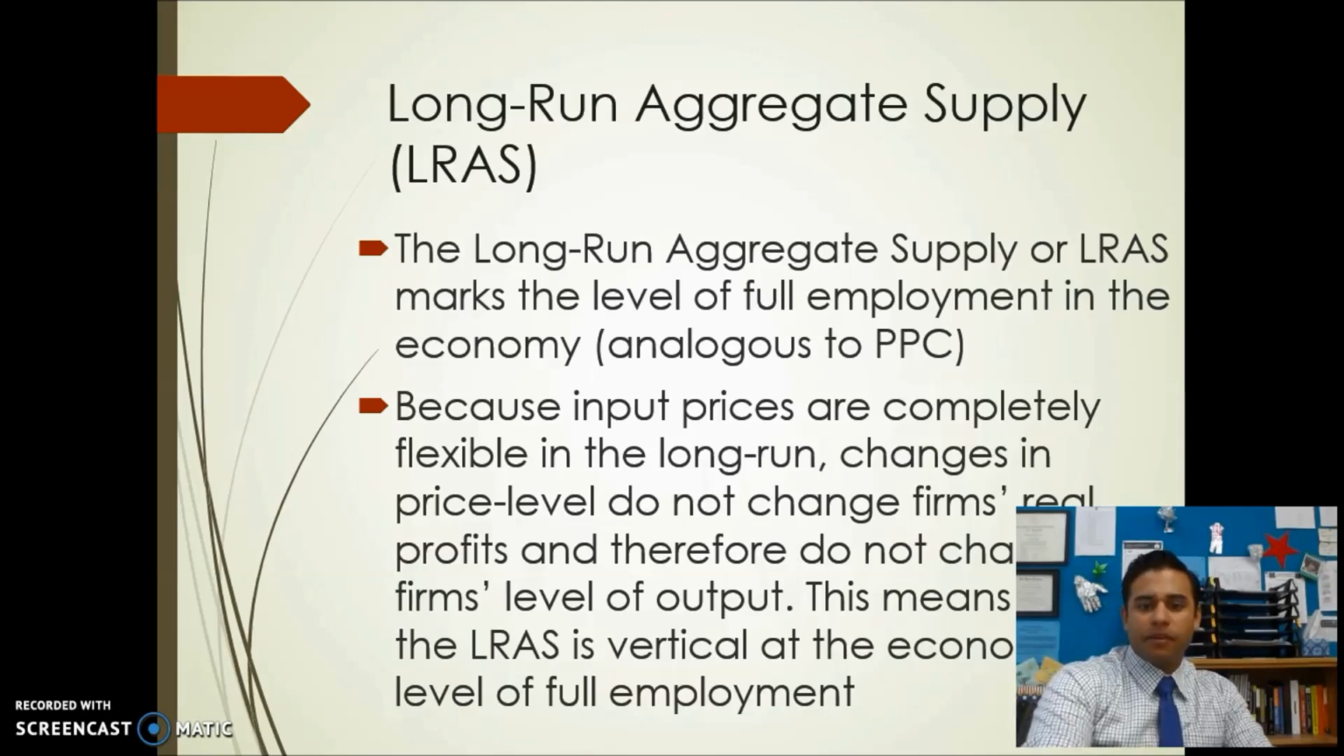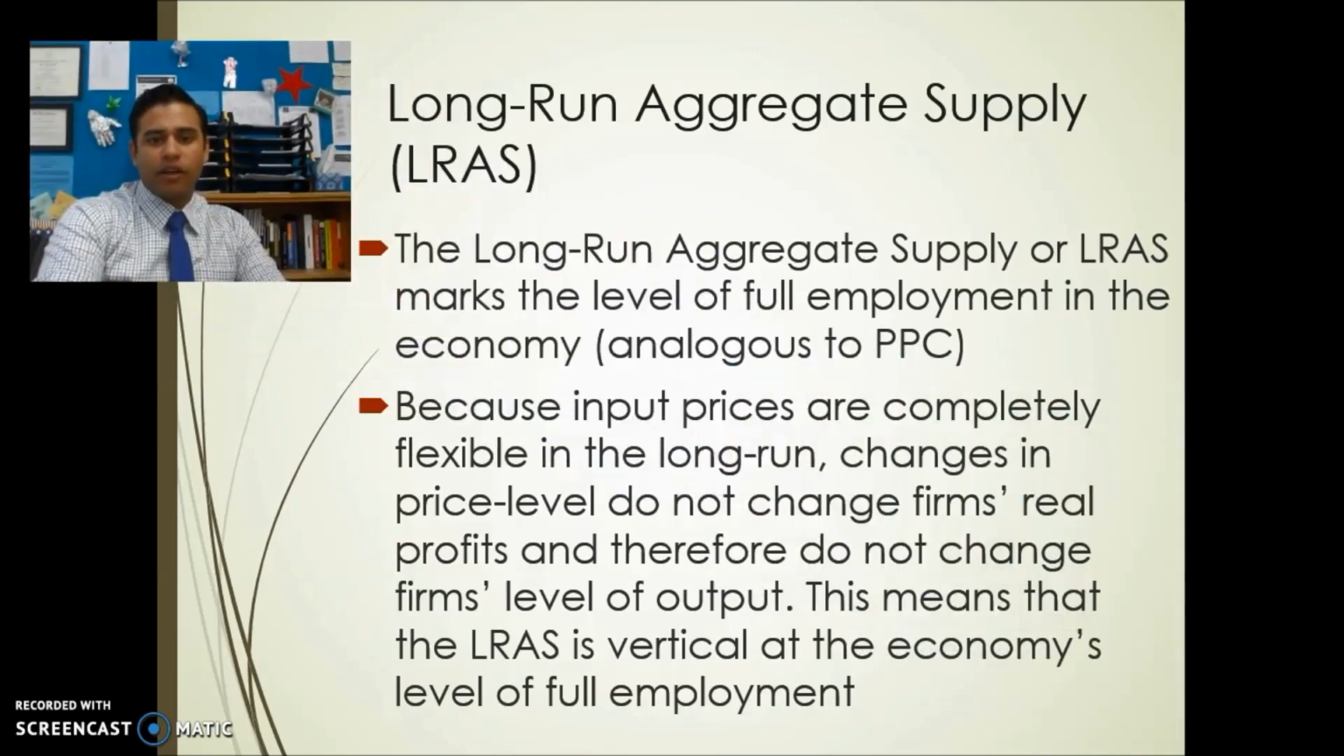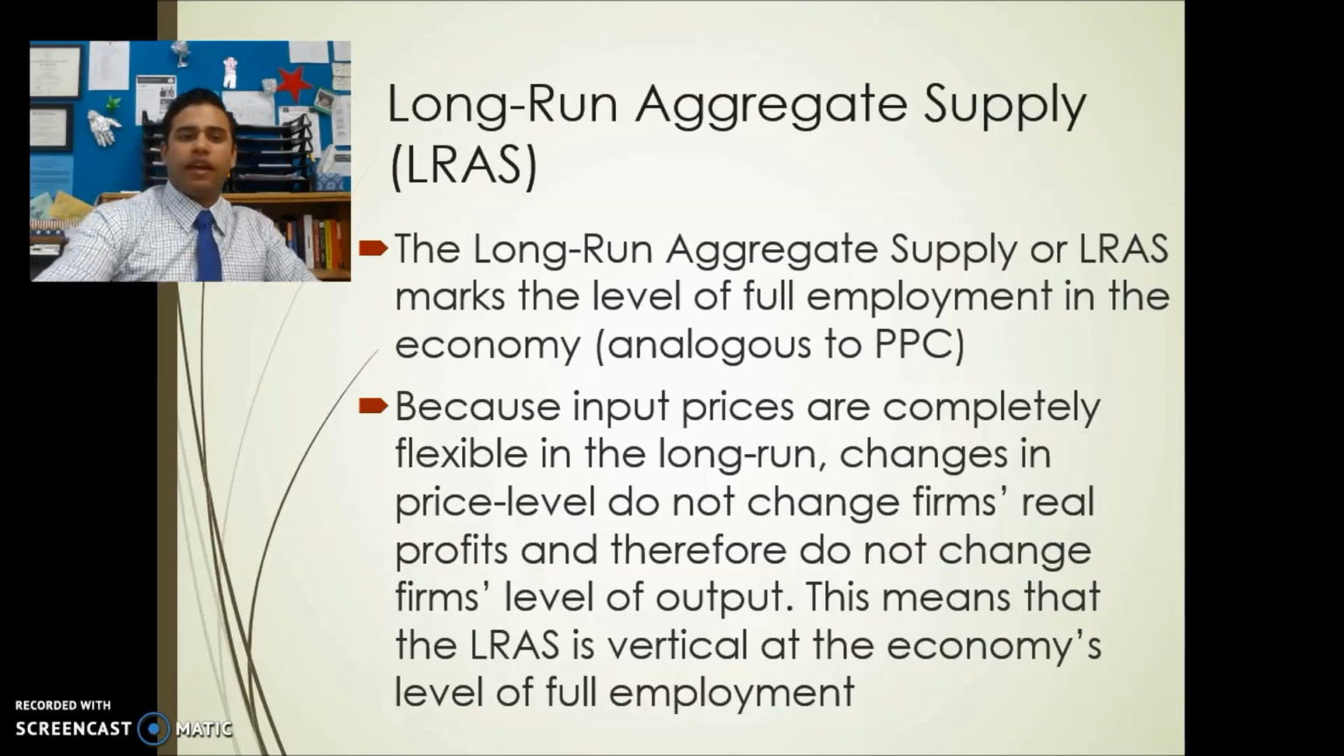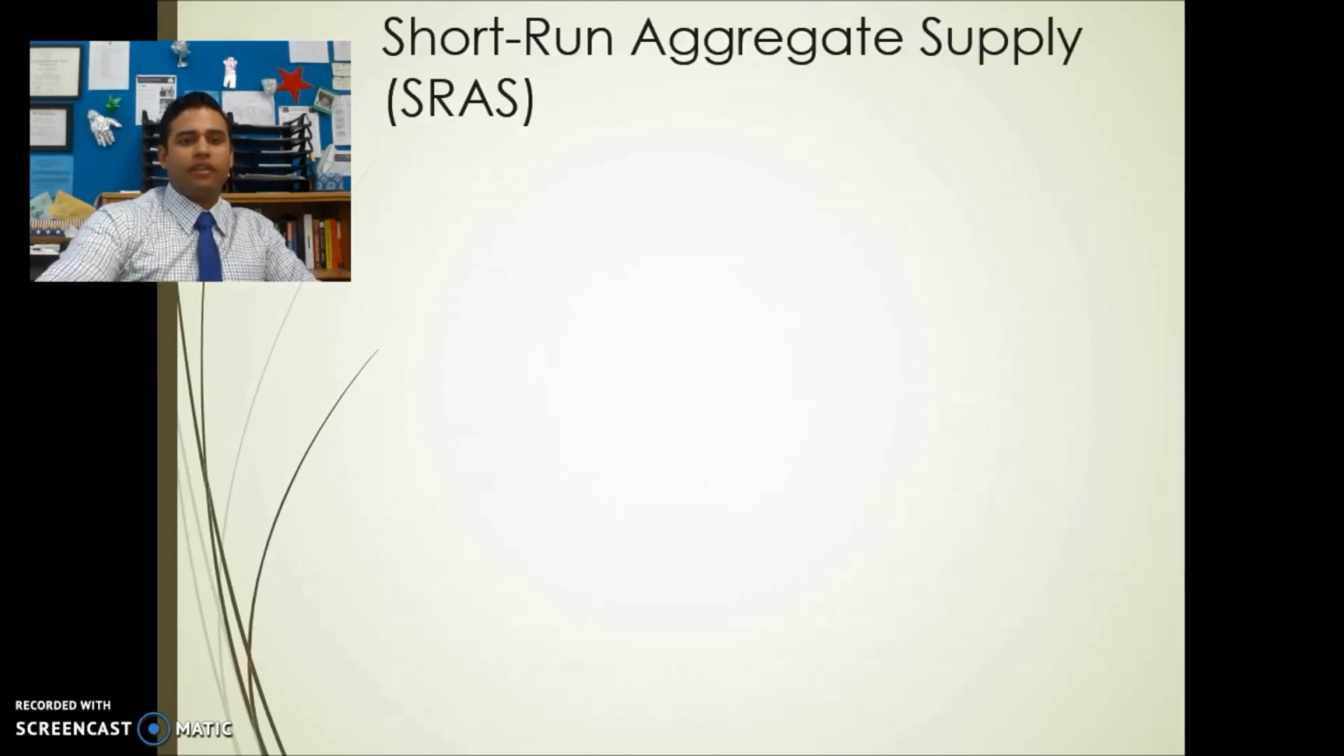Okay? Because input prices are completely flexible in the long run, changes in price level do not change firms' real profits, and therefore do not change firms' level of output. This means that long-run aggregate supply is vertical at the economy's level of full employment. Now, when I read it out like that, it probably doesn't make a whole lot of sense to you, even though all of that's true. Think about the story we just told, and that should help you understand why long-run aggregate supply is vertical and what the difference is between long-run aggregate supply and short-run aggregate supply, which we're going to go over next.